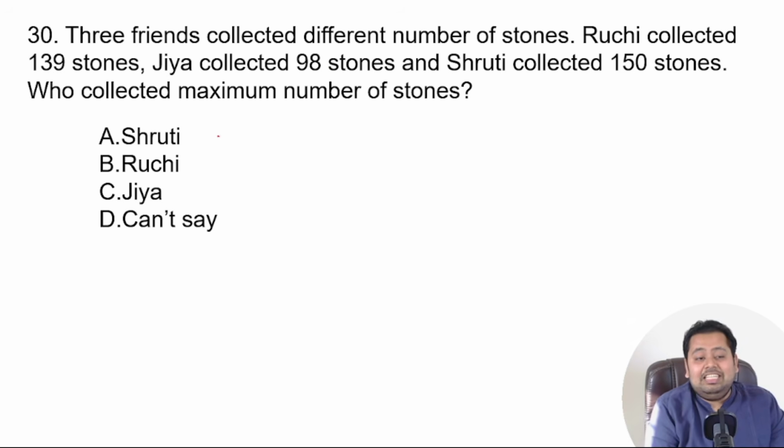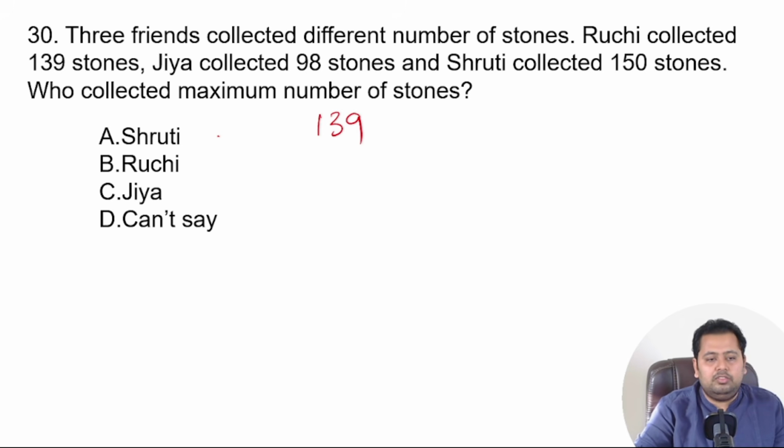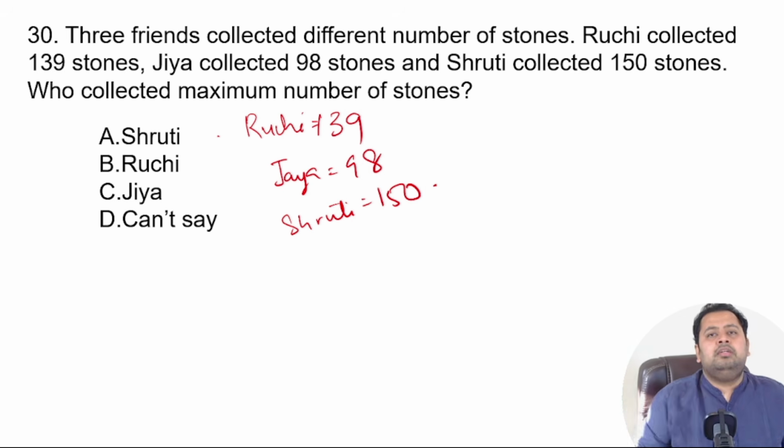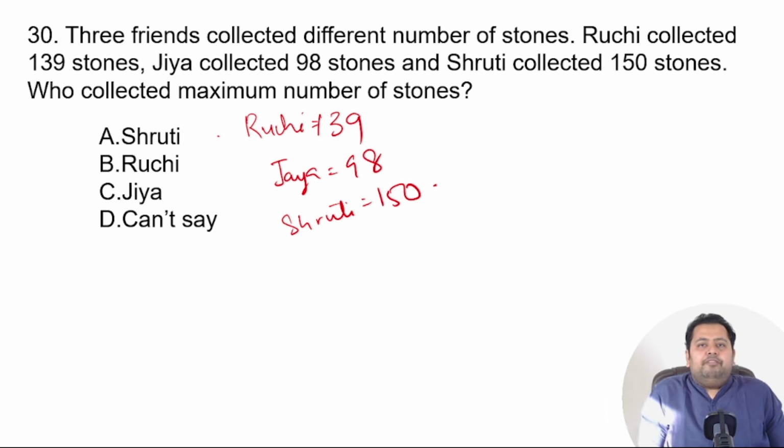Question number 30 says three friends collected different numbers of stones. Ruchi collected 139 stones. Jaya collected 98 stones and Shruti collected 150 stones. Who collected the maximum number of stones? I mean, this is pretty simple. Just solve it and we meet on the other side.